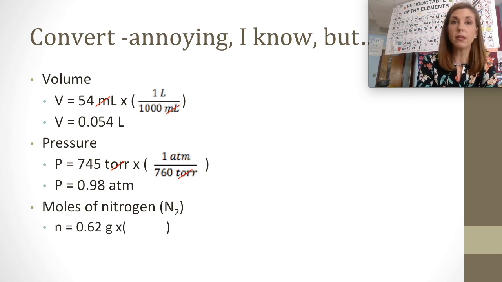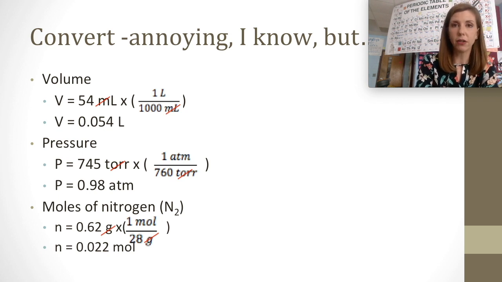Starting with 0.62 grams of nitrogen gas, I need to divide by its molar mass to get the moles. Nitrogen weighs 14 on the periodic table, but being a diatomic molecule, 14 plus 14 makes nitrogen weigh 28 grams per mole. The grams will then cancel, and I will then have my moles of gas.